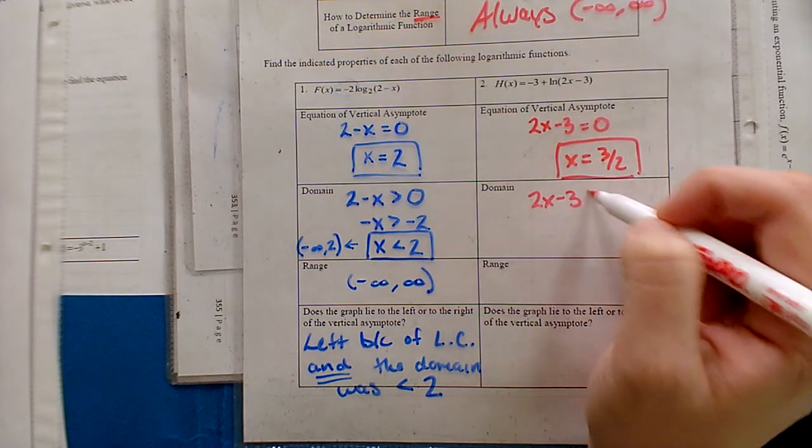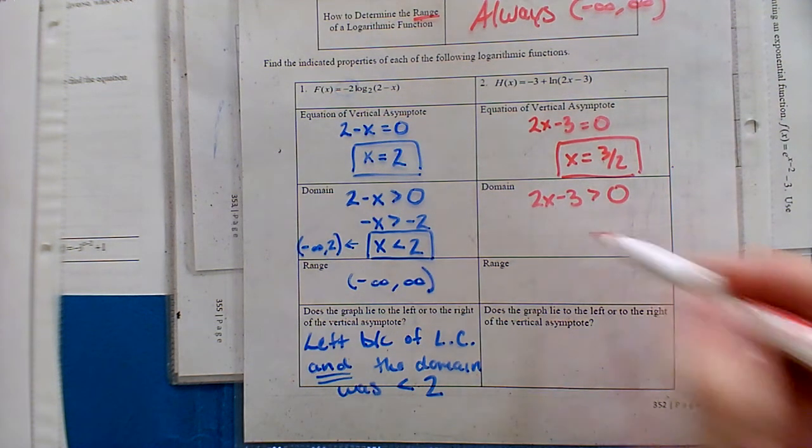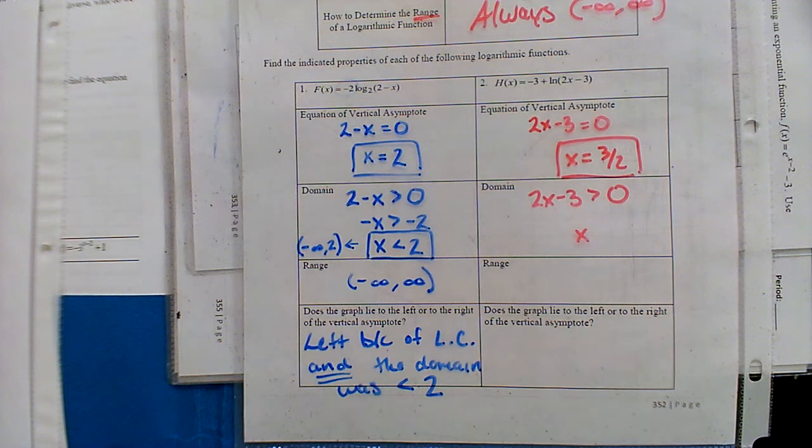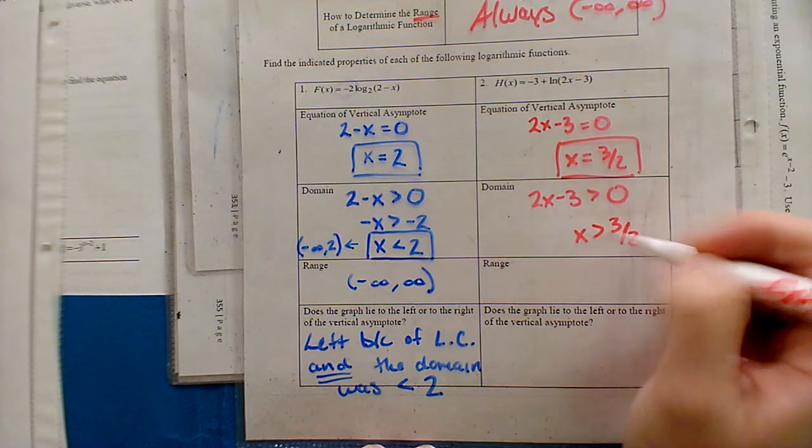Let's check out the domain. We need that argument to be positive in order for the log to actually have a value, so we'll set it greater than 0. What's our domain? Yep. X is greater than 3 halves.